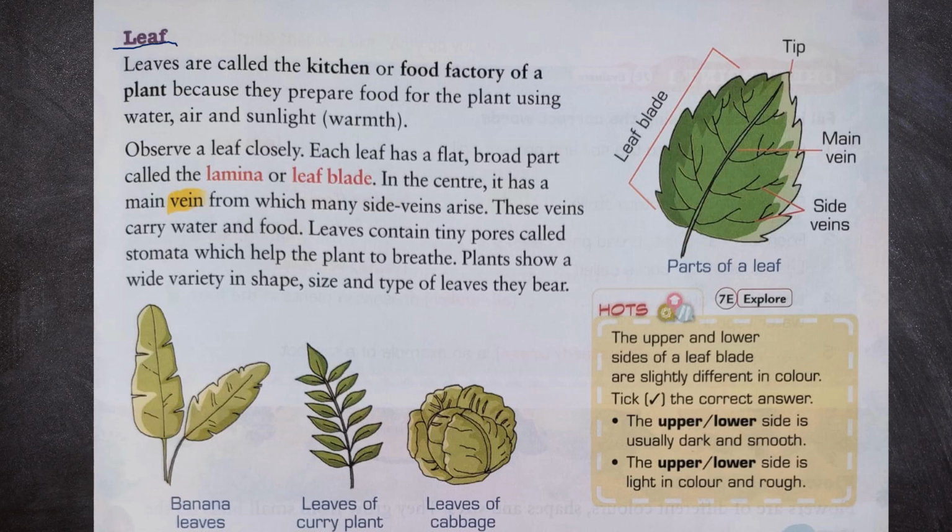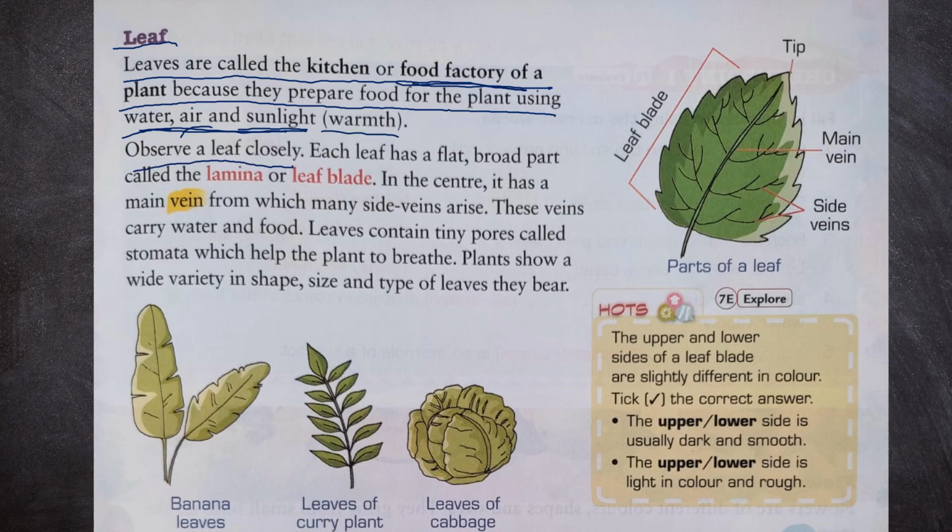Next part of plant is leaf. Leaves are called the kitchen or food factory of a plant because they prepare food for the plant using water, air and sunlight. So leaf is called food factory of a plant because it prepares food for the plant.